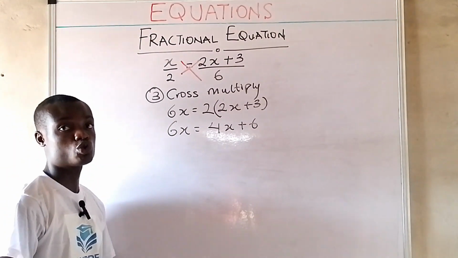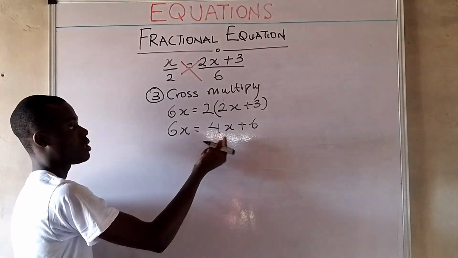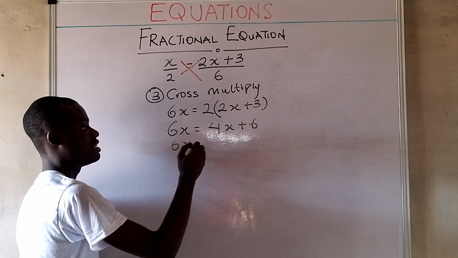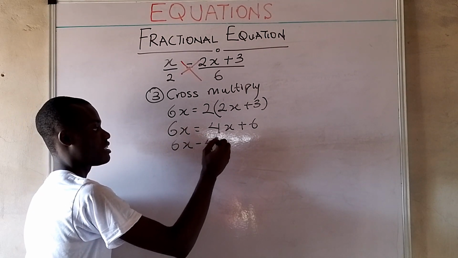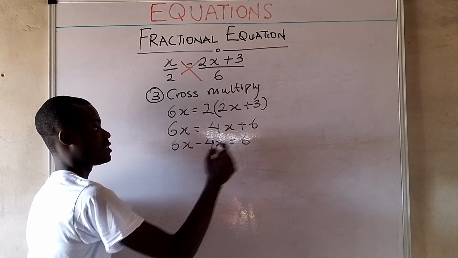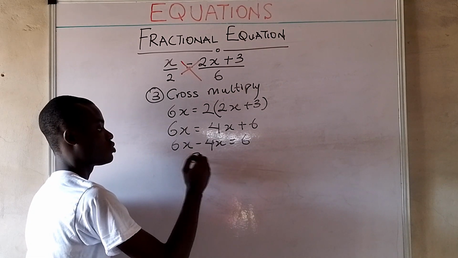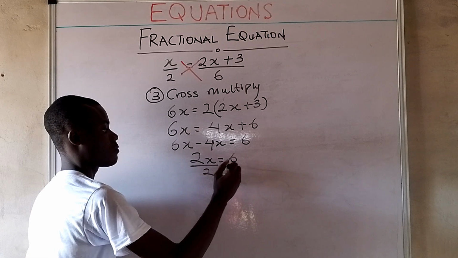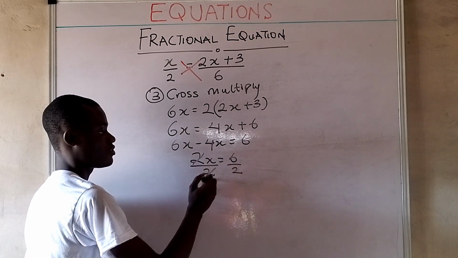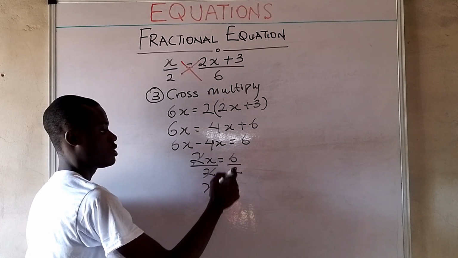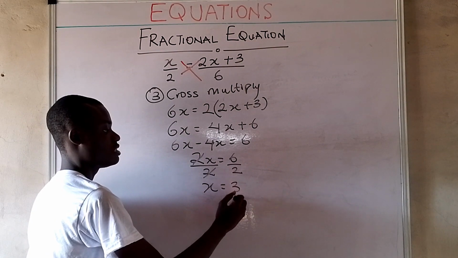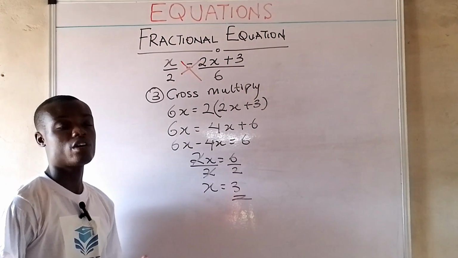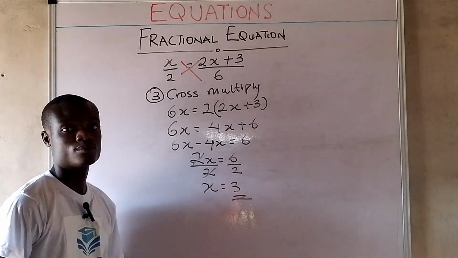Remember, in the simple linear equation, you simply collect like terms. I'll move 4x to this other side. So I'll now have 6x minus 4x is equal to 6. And 6x minus 4x is what? 2x is equal to 6. Then we're going to divide both sides by 2, so 2 will cancel off 2. When we do that, x is equal to 6 divided by 2, which is 3. So therefore, in that fractional equation, the value of x is 3.